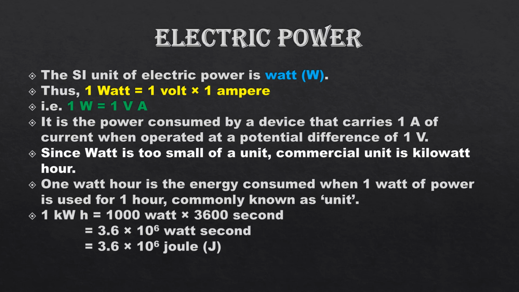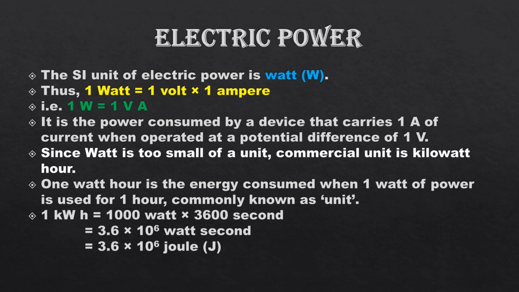So whenever the potential difference of a device is 1 volt and 1 ampere current passes through it, we say electric power is 1 watt. Yes, but watt is a very small unit, therefore we use kilowatt hour. 1 kilowatt is 1000 watt.